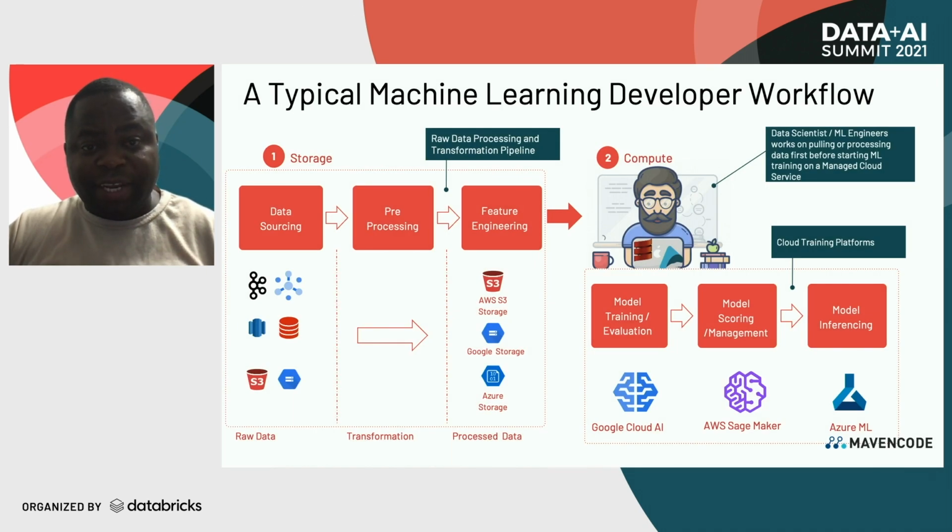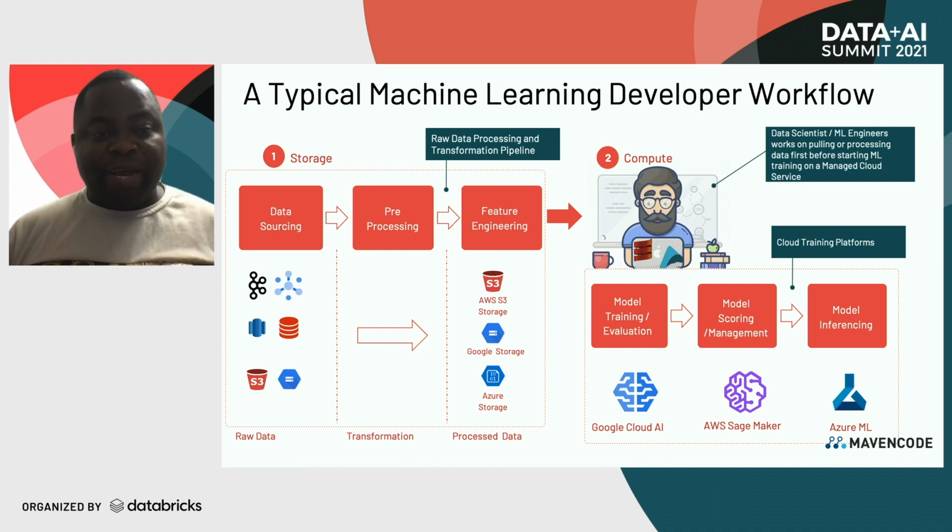A typical machine learning developer workflow is what we're trying to show here. Like we said, we have a pipeline. You start from data sourcing, you go to pre-processing, you go to feature engineering. Once you get your features, you can put your features in a storage location. And that's where we have things like S3, Google Cloud Storage and Azure Storage. That's where they come into play.